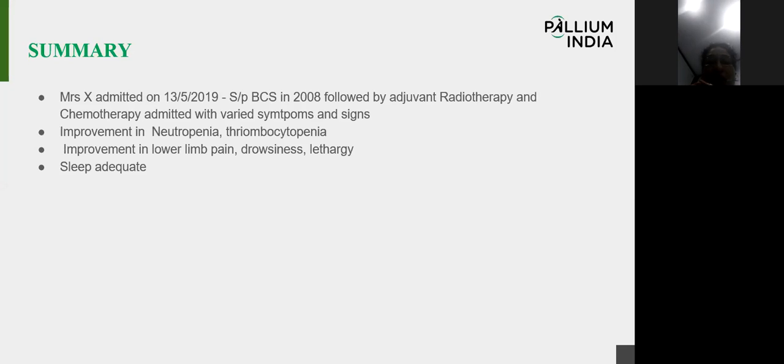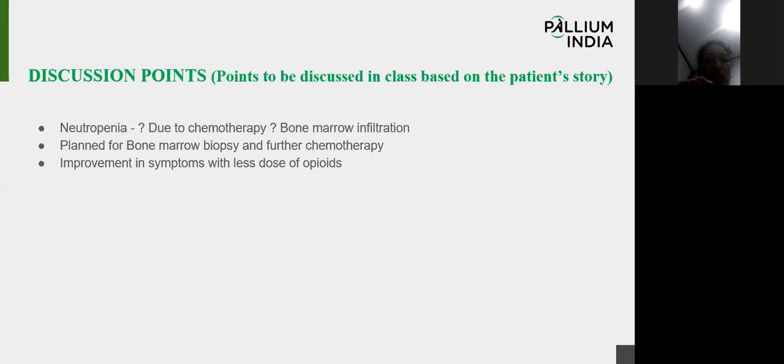Status post breast conservation surgery in 2008, followed by adjuvant chemotherapy and radiotherapy. She has been admitted with various symptoms and signs like constipation, drowsiness, and neutropenia, thrombocytopenia, which improved with the treatment given. And there was improvement in other symptoms like drowsiness, lethargy, lower limb pain, and sleep is also adequate because she was not feeling pain at night.